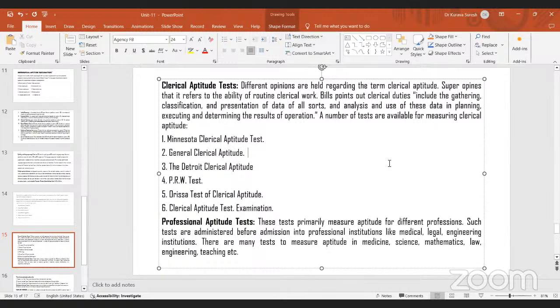Professional aptitude test. This test primarily measures aptitude for different professions. Such tests are administered before admission into professional institutes like medical, legal, and engineering institutions. There are many tests to measure aptitude in medicine, science, mathematics, law, and in engineering and technical fields.